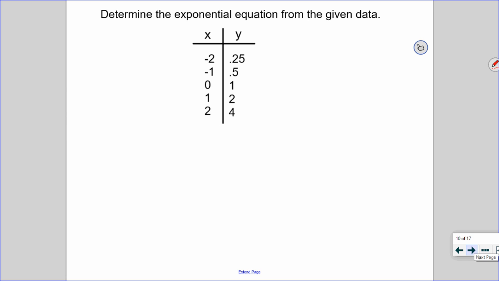You guys try that one. Again, you can pick any 2 points. If you're doing the 0.25, I would probably change it to a quarter. If you're doing the 0.5, I would change it to a half. I would leave it as a fraction. It's easier when you do it as a fraction.